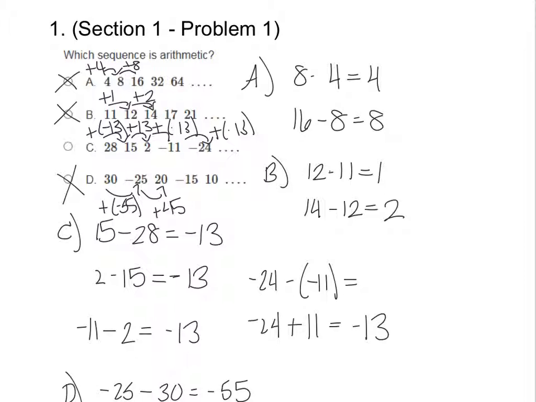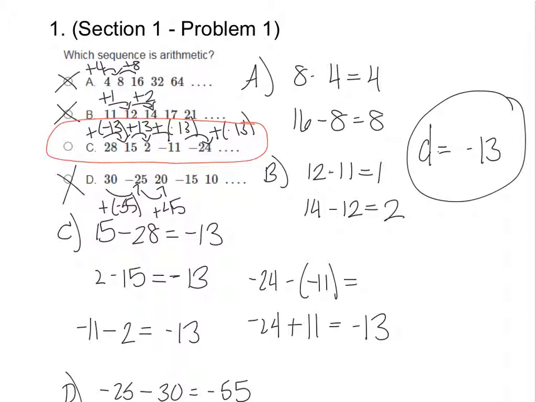So the question was, which one is arithmetic? That would be letter C. And the common difference for letter C, that common difference would be negative 13. That's the number that you're adding to each term to get the next.